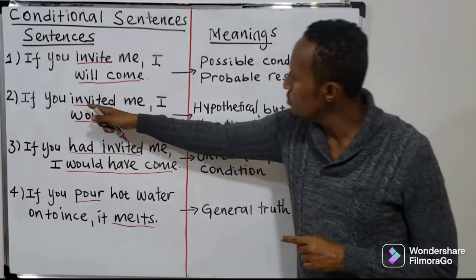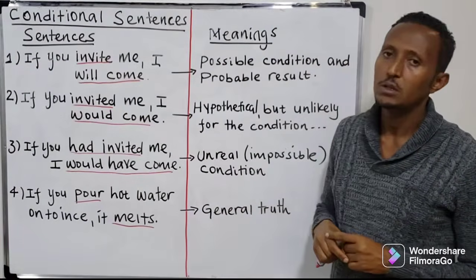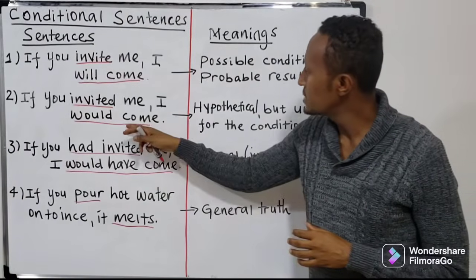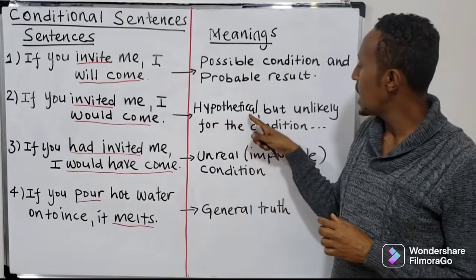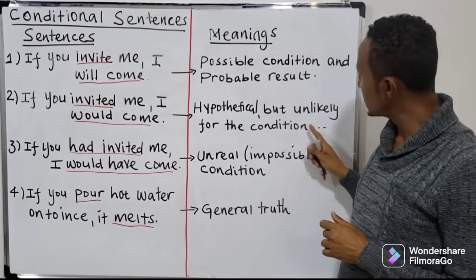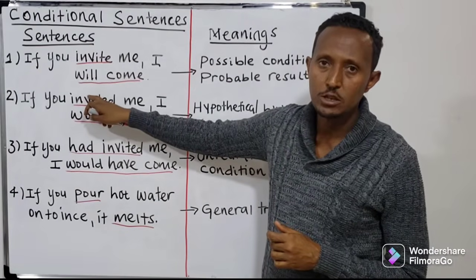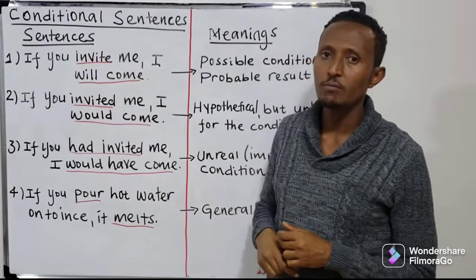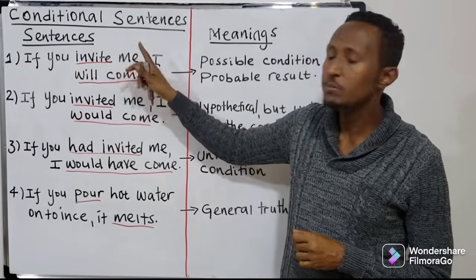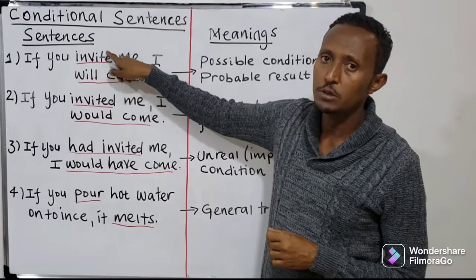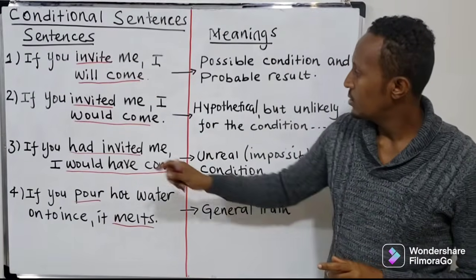Look at the second one. If you invited me, I would come. Here is a verb 2 form, the past form, whereas this one is a present condition, would plus verb 1. So this kind of sentence is hypothetical but unlikely for the condition to happen, because here we have a past action, unlike the first one. In the first case, there is a probability for the condition to happen because we have verb 1 form, which indicates a present action.